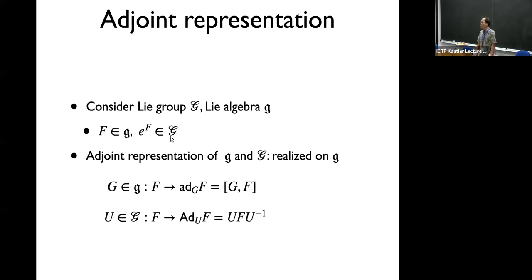Now, we know from the theory of Lie groups and Lie algebras that there is something called the adjoint representation. For a Lie algebra, the adjoint representation is simply realized by the commutator. That is, if I have an element F of the Lie algebra, then the action of an element G of the algebra on F is simply given by the commutator of G with F. So the adjoint representation is realized on a Lie algebra. And one can exponentiate that to a representation of the Lie group. So for a unitary Lie group, usually we write that F goes to U F U minus one, where U is the exponent of that G.